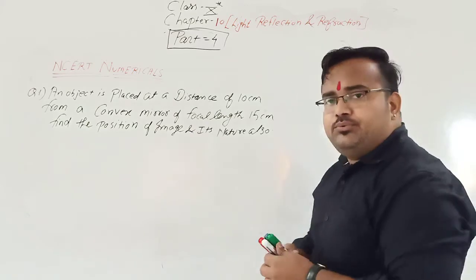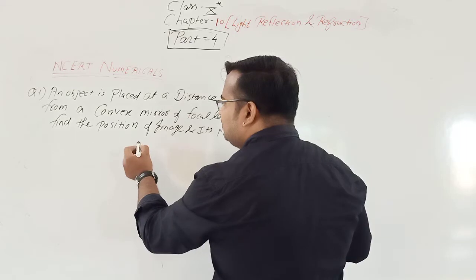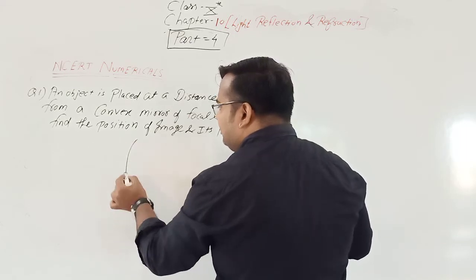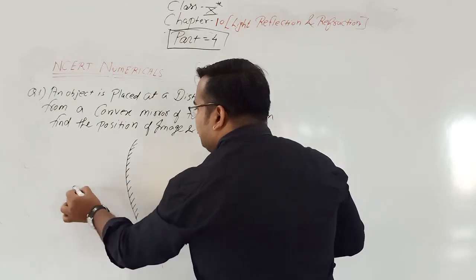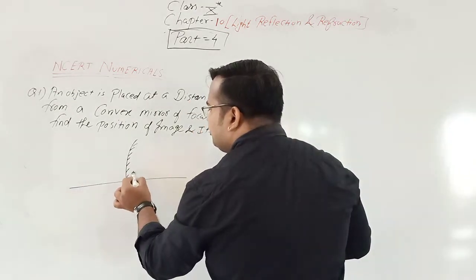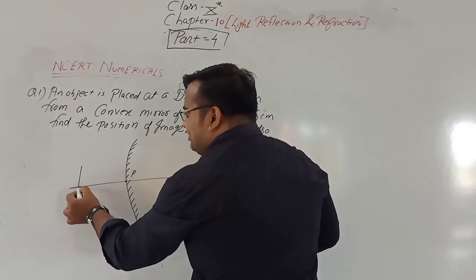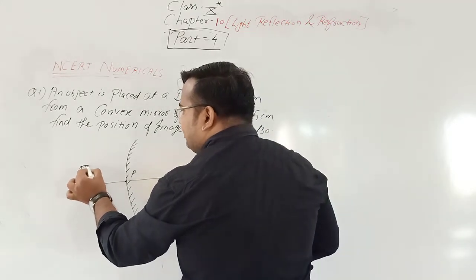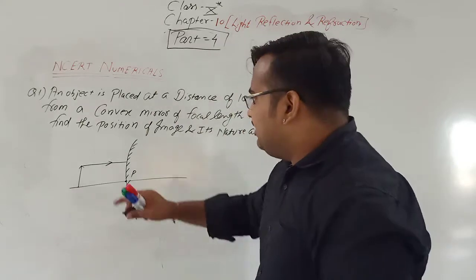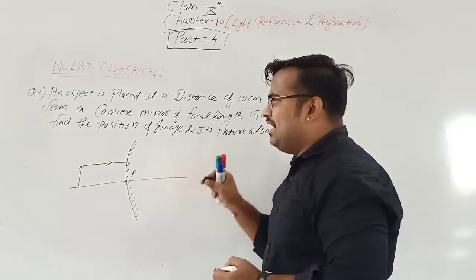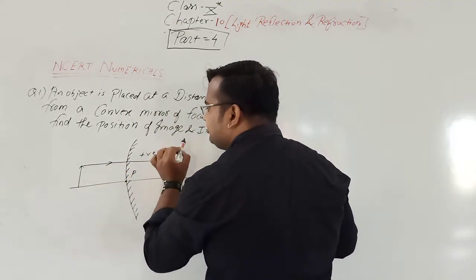So let me tell you first the sign convention. For solving this numerical, you should keep it in mind that, for example, this is a convex mirror, with the principal axis and this is the pole. Now, suppose this is an object. The direction of incident ray is from left to right, so this is the positive direction.